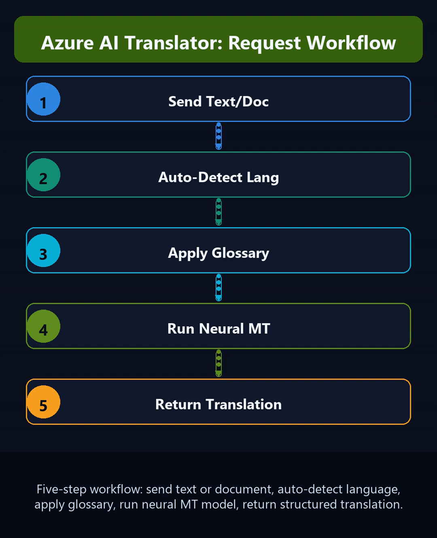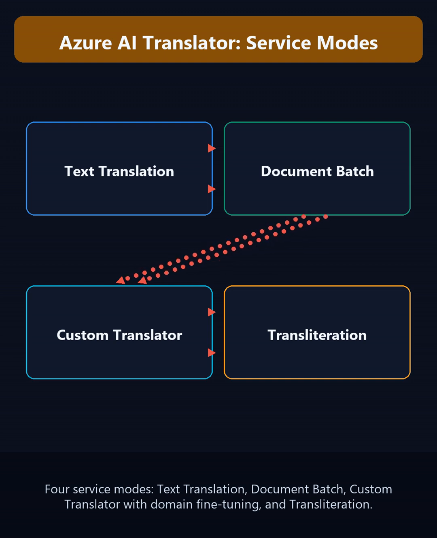Azure AI Translator has 4 service modes. Text translation handles real-time sentence and paragraph translation with HTML tag preservation and up to 50,000 characters per request. Document translation runs asynchronous batch jobs that convert whole files from Azure Blob Storage while preserving tables, images, and page layout. Custom translator lets you upload parallel corpora to fine-tune a private model endpoint on your domain terminology. Transliteration and dictionary lookup provide script conversion and contextual word-level alternatives.